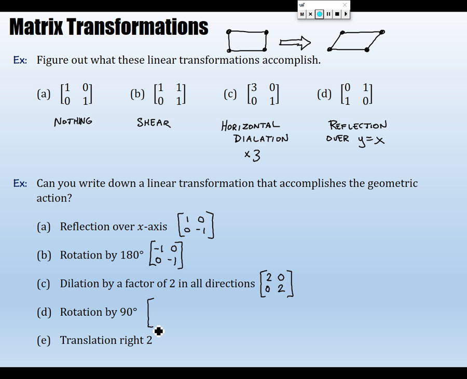I don't know if this is right. 0, -1, and then 1, 0. Let's write it down and then think about it. This should be a 1 here. So wait, let's think about it. Does that work? Think about where that sends x, y, for example. It sends a point x, y to a point. Does that make sense, that you get negative y, x?